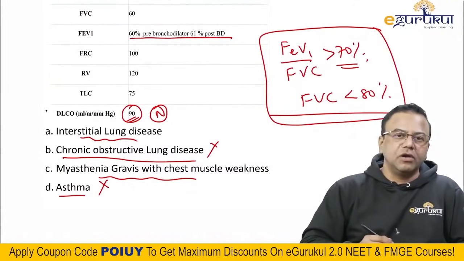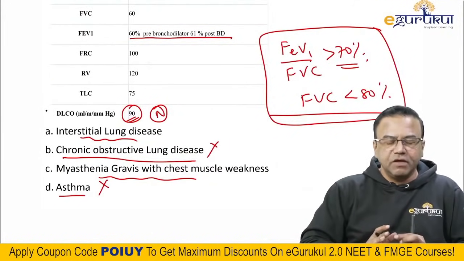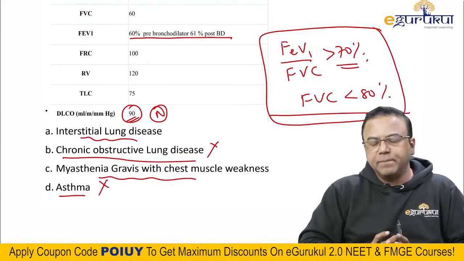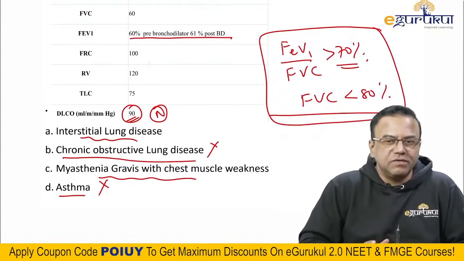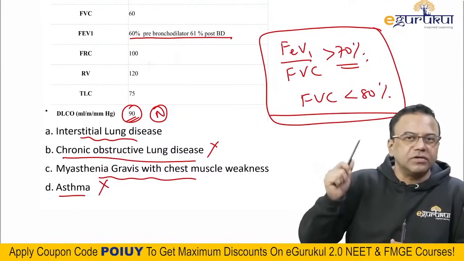So I hope you got it now. Pulmonary function test, very easy. If the FEV1/FVC ratio is less than 70, the answer is easy. It's obstructive lung disease. If the FEV1/FVC ratio is more than 70 and FVC is less than 80, the patient has got restrictive.